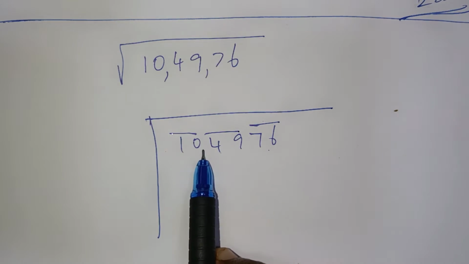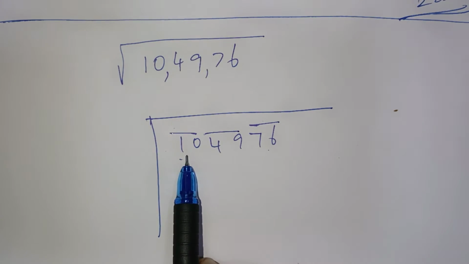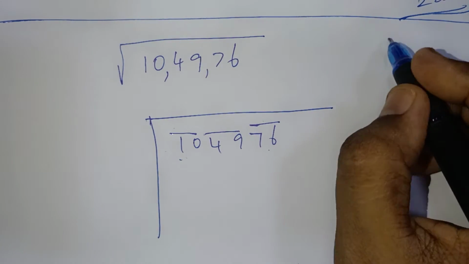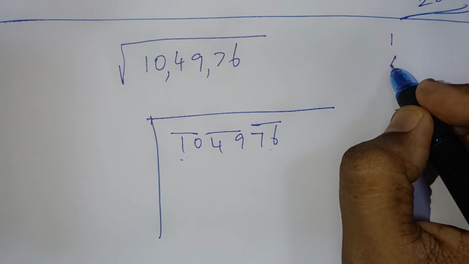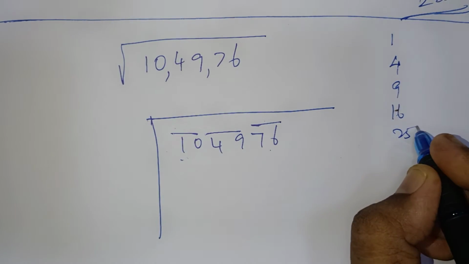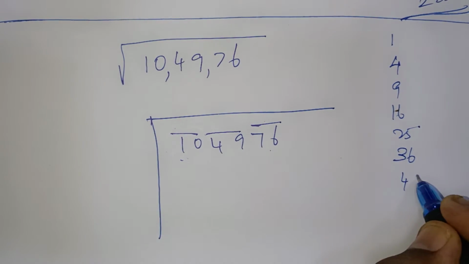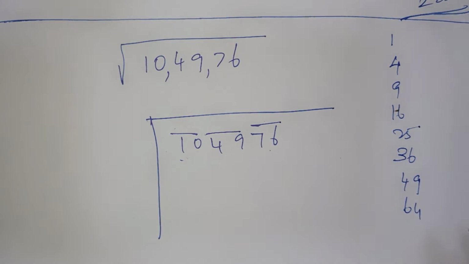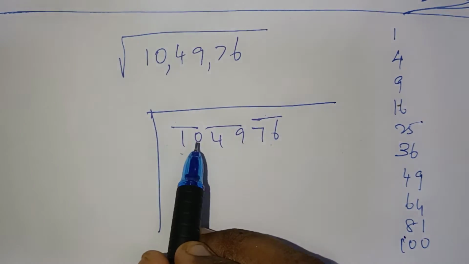First of all, we have to take the first group. The first group number is 10. What is the nearest square number of 10? As I said, 1 is the first square number. We'll write the square numbers first: 1, 4, 9, 16, 25, 6 squared is 36, 7 squared 49, 8 squared 64, 9 squared 81, 10 squared 100. We will stop with 81 anyway.